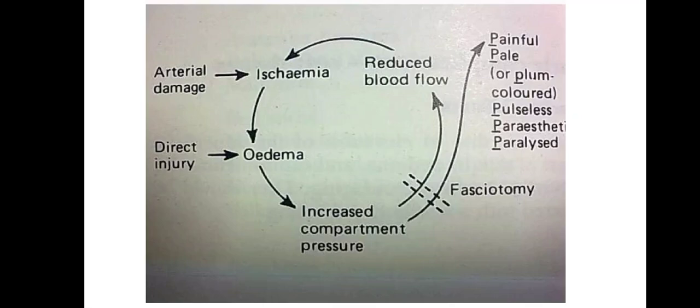So here is the diagram, or a cycle, of compartment syndrome. So when there is reduced blood flow, it can cause ischemia, which also results from arterial damage, right? Then ischemia results in edema due to increased capillary permeability, and it can also result from direct injury. And edema can cause an increase in the compartmental pressure, which leads to certain symptoms like painful, pale, pulseless, paresthesia, and paralyzed limb.